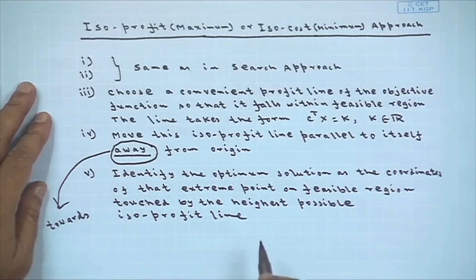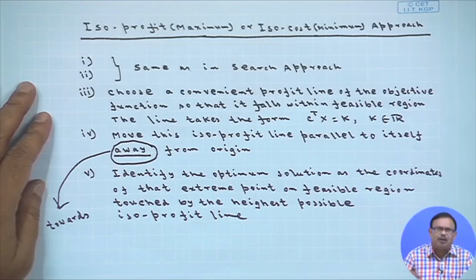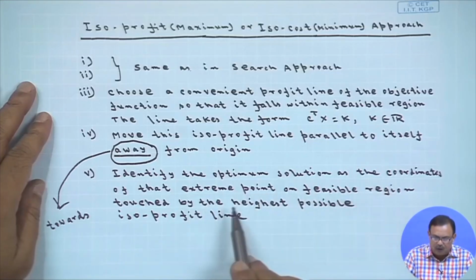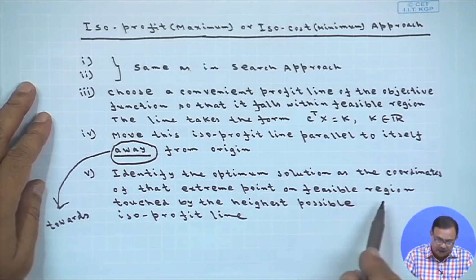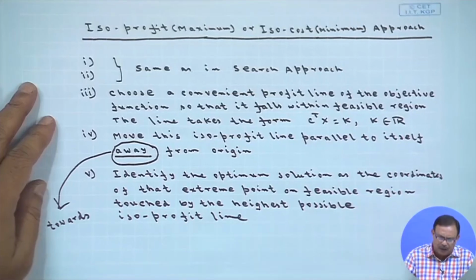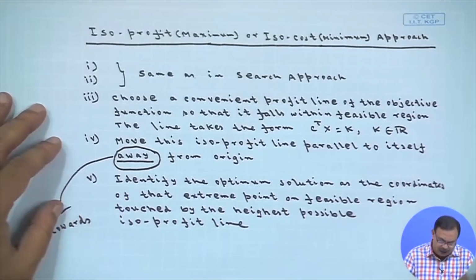if the problem is a minimization problem. That means I have to minimize the distance from the origin to that line, and I have to maximize the distance of that line from the origin if it is a profit function. And the last step is to identify the optimum solution as the coordinates of the extreme point of the feasible region touched by the highest possible ISO profit line. So, I will explain this with an example.